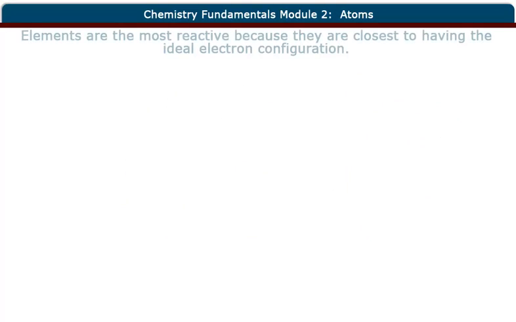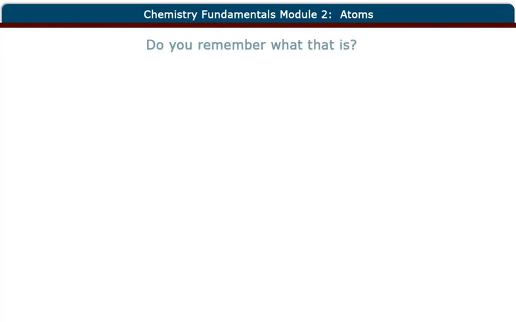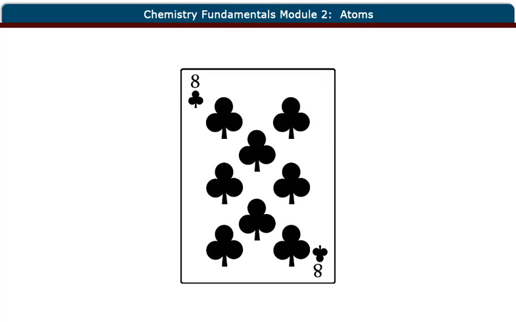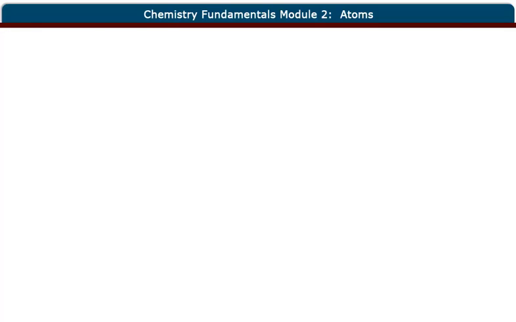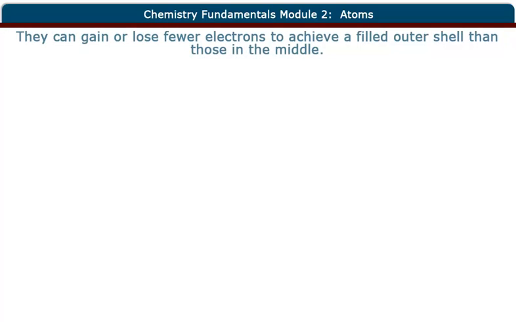The elements that are the most reactive are those that are closest to having the ideal electron configuration. Do you remember what the ideal electron configuration is? That's right. 8 electrons in the outermost shell. Elements on the outside of the table need to gain or lose fewer electrons to achieve a filled outer shell than those elements in the middle of the table.